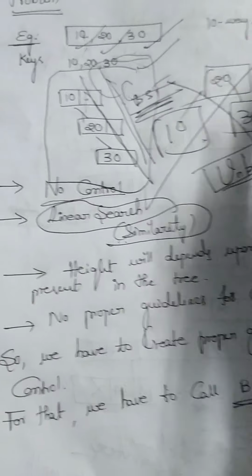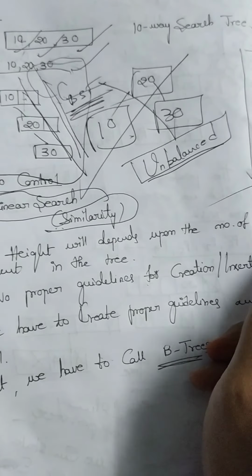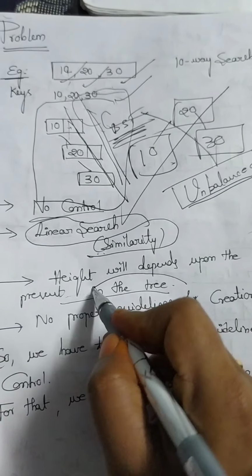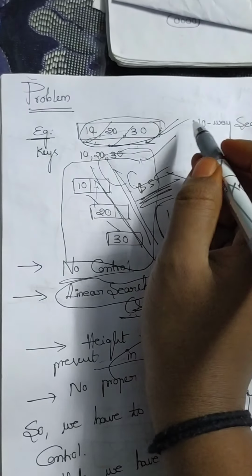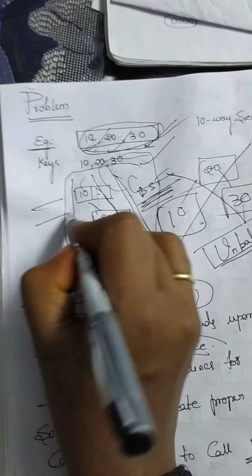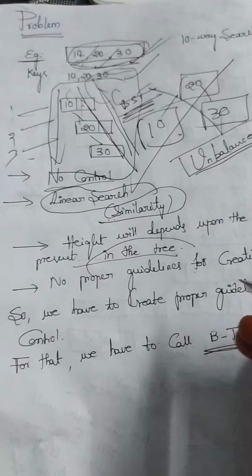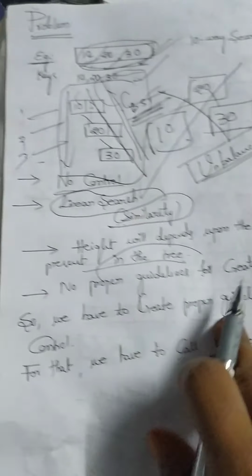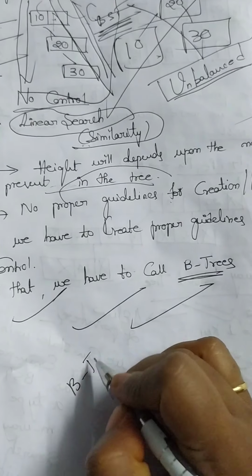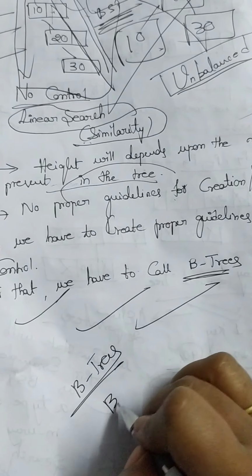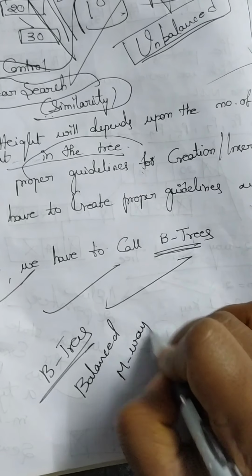So there is a problem of memory storage. The height depends upon the number of elements in the tree. Here 3 elements are given, so the height will be 3 levels: 1, 2, 3. So there are no proper guidelines for creation or insertion. We have to create proper guidelines and control, and for that we use B trees. We can call B trees balanced M-way search trees.